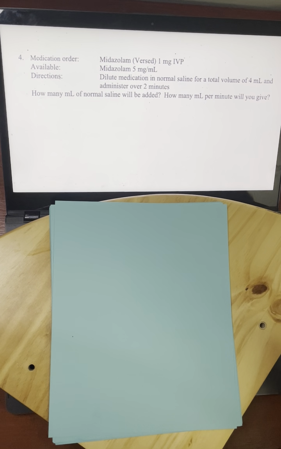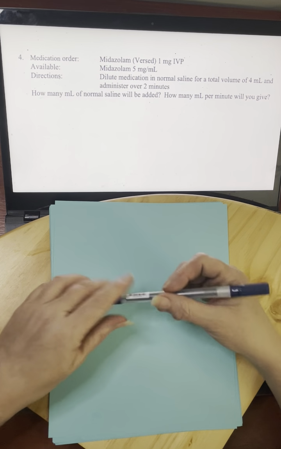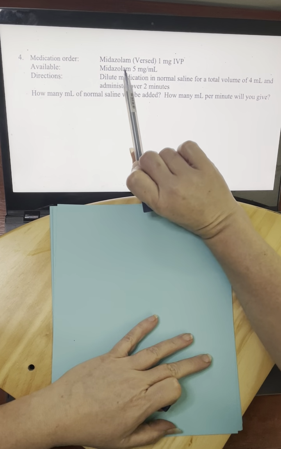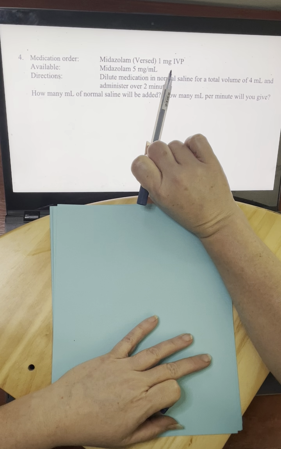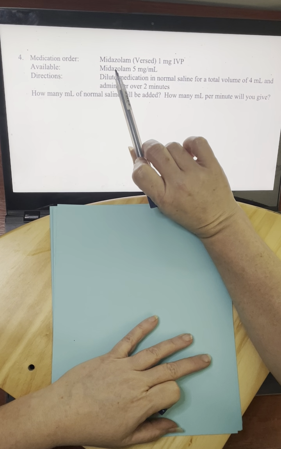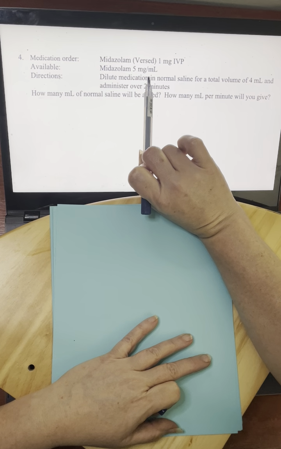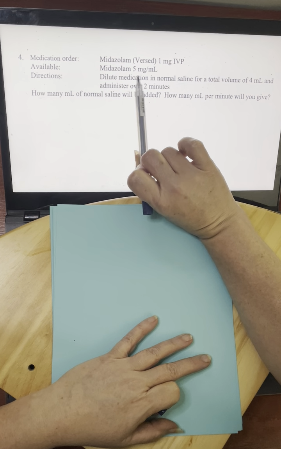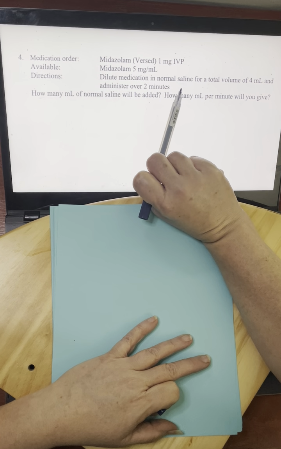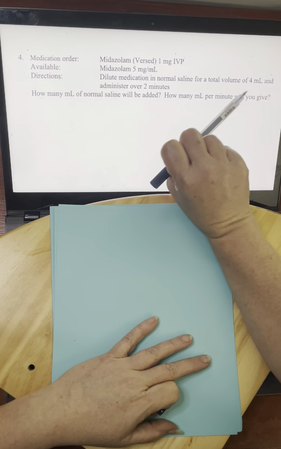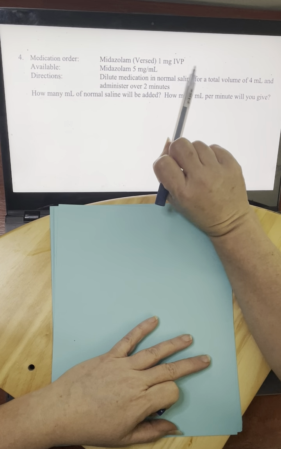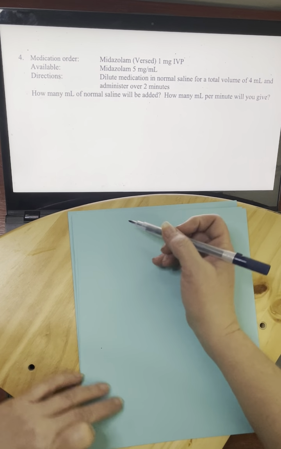Okay, so I hope you can see this. It says, Versed, 1 milligram IV push. And you have Versed 5 milligrams per milliliter. Then you have to dilute the medication in normal saline to a total volume of 4 milliliters. So let's just do that and see how much we have to pull out.